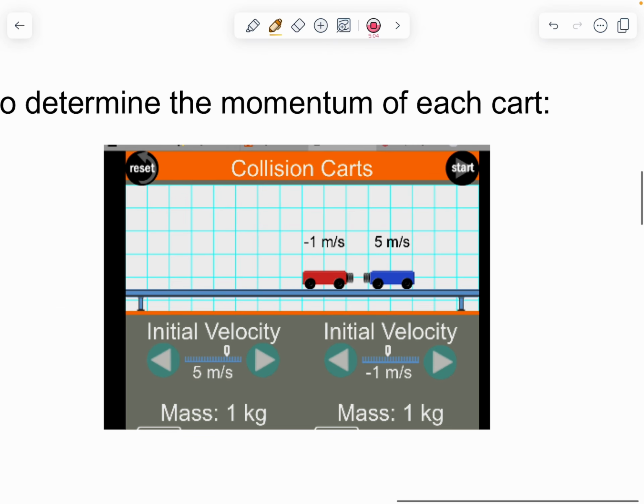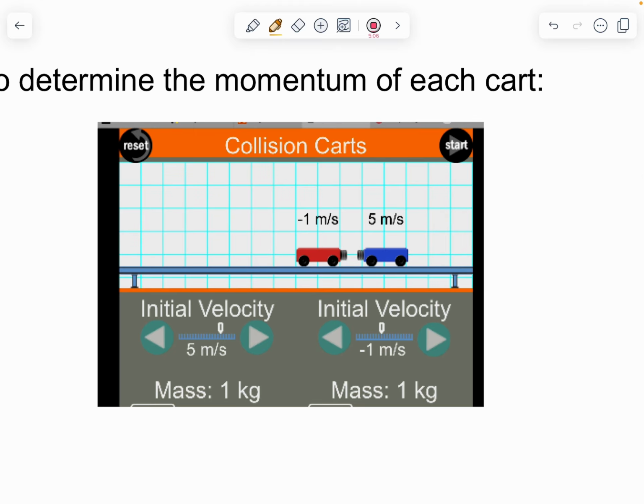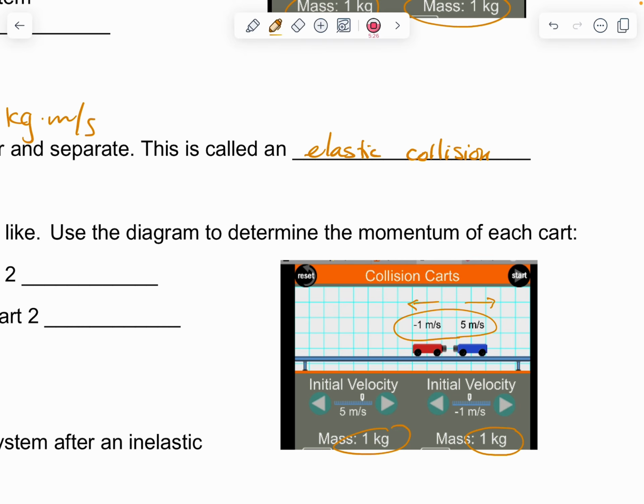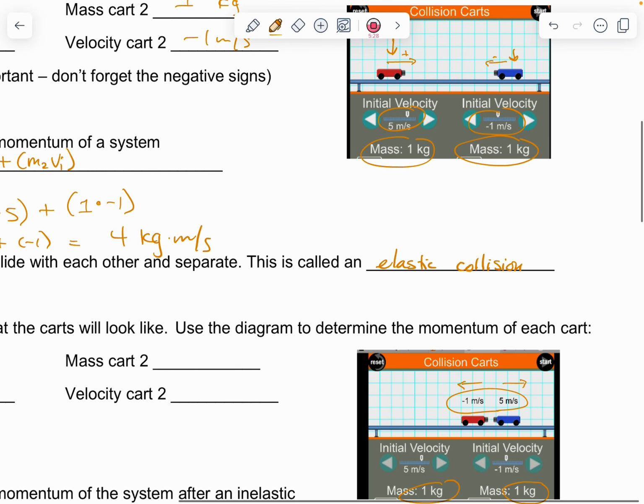So our carts now look like this. The part you couldn't see was the collision. It was hard for me to take a picture of that part. And so we can see that their masses haven't changed. They're both still 1 kilogram, but now their velocities are different. Cart 1 is now heading in the negative direction, and cart 2 is now heading in the positive direction. So they have switched directions from where we started up above. Right? So things to notice.